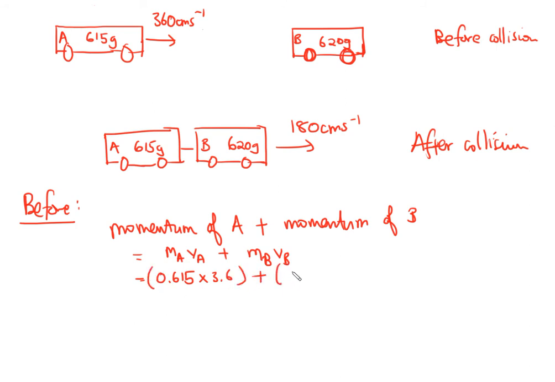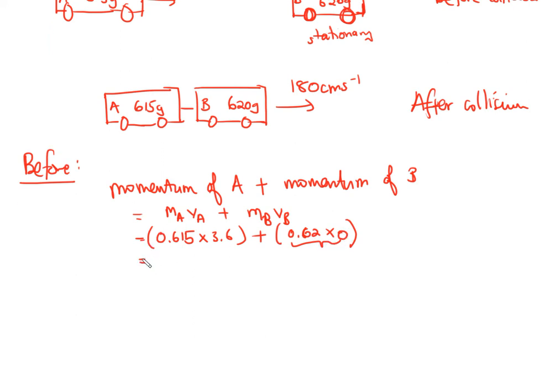Plus mass of B, which is 0.62, times, what is the velocity of B? This thing was stationary before the collision. It was just chilling there. There was no movement there. So the velocity was 0. So this term falls away: 0.62 times 0 just falls away. So the momentum for the whole system before collision is equal to 0.615 times 3.6, and that is equal to 2.20 kg meters per second.